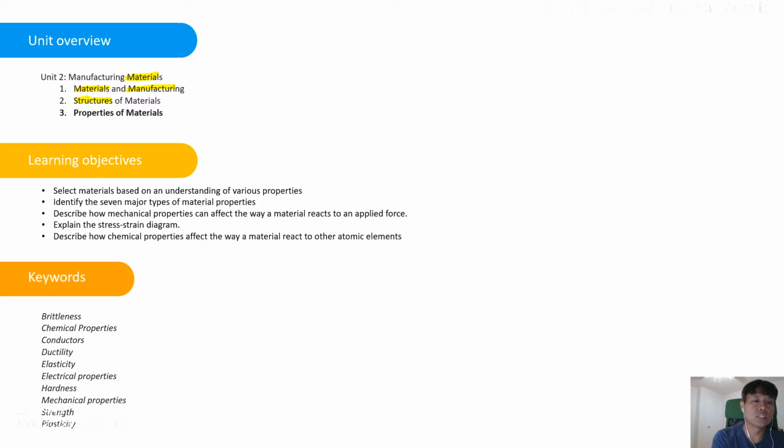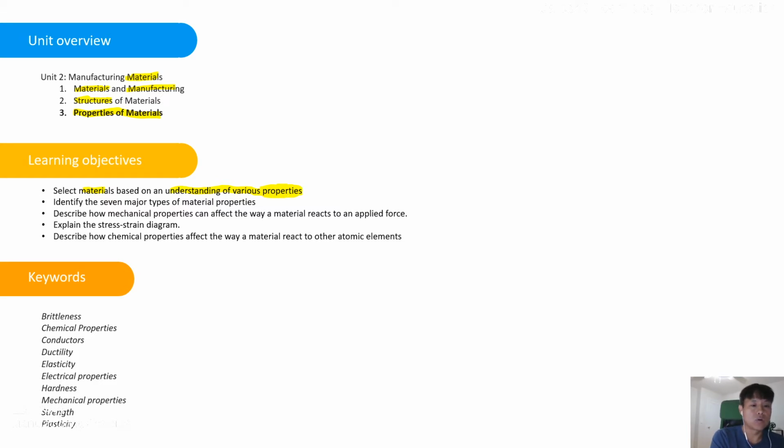And this week, this module is looking at the properties of materials, what kind of properties materials have, and that is an indicator for choosing material in manufacturing. So these are the learning objectives. Select material based on understanding of various properties. We haven't used the specific term for properties, so we will define and then use the terms related to material properties this week.